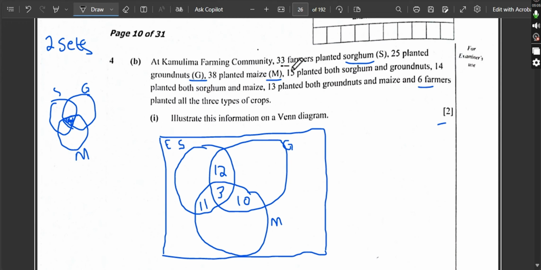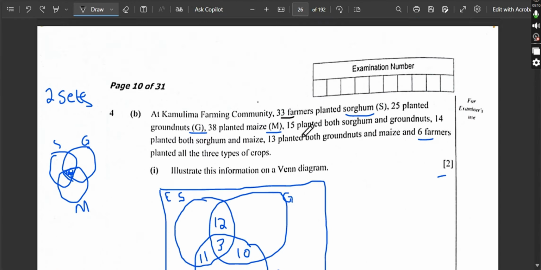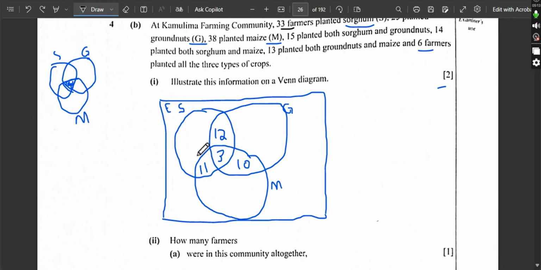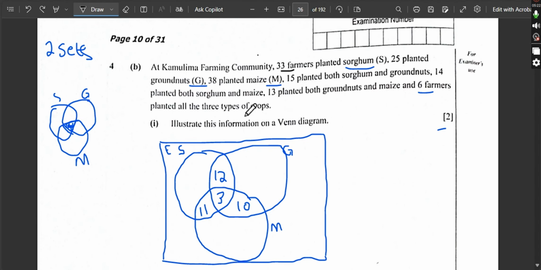33 planted sorghum. So these 33 who planted sorghum. Now in sorghum you already have numbers here, 11, 12 and 3. But you should always look out, sometimes they'll add the word only that I was telling you about, and so you have to be very, very careful here. So here they are saying that 33 farmers planted sorghum.